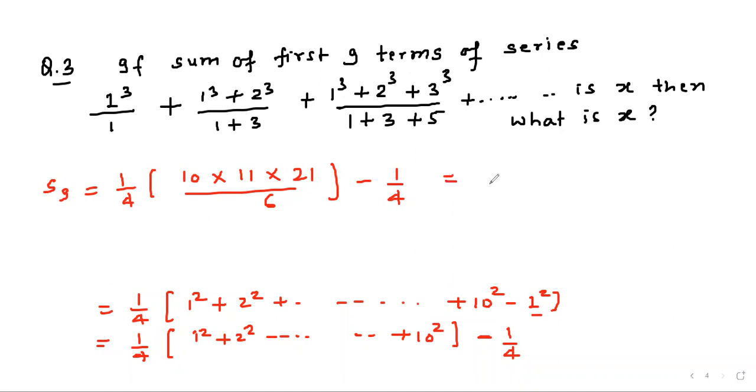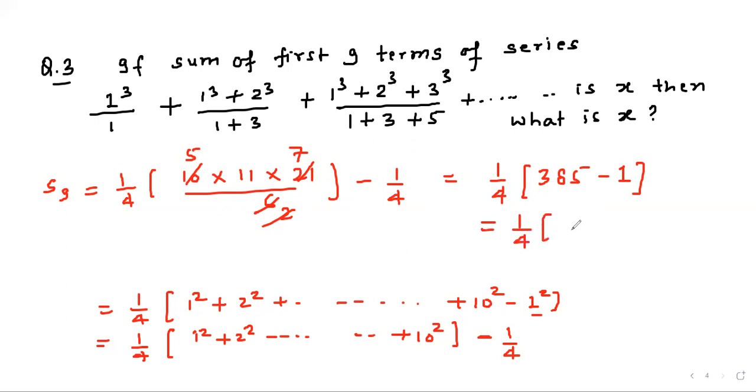So it will become, we can cancel: 3 2s are 6, 3 7s are 21, and then 2 5s are 10. So it will give 1 by 4 times 77 5s are 385, and from here minus 1. Here 1 by 4 is taken common, so it is 1 by 4 times 384. Now if we divide, we get 96, which is our answer. Thank you for watching.